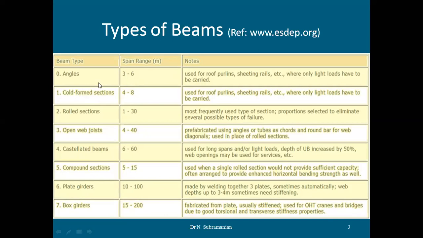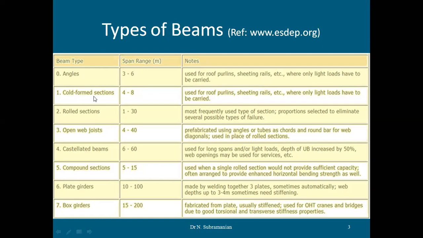So let me show you first the angle. Angle can also be used as a beam, which we use majorly for roof trusses. Here angles can be used as a beam for spans of 3 to 6 meters, and the applications are roof purlins, sheet rails, and where only light loads have to be carried. So these are the applications where we use angles as a beam.